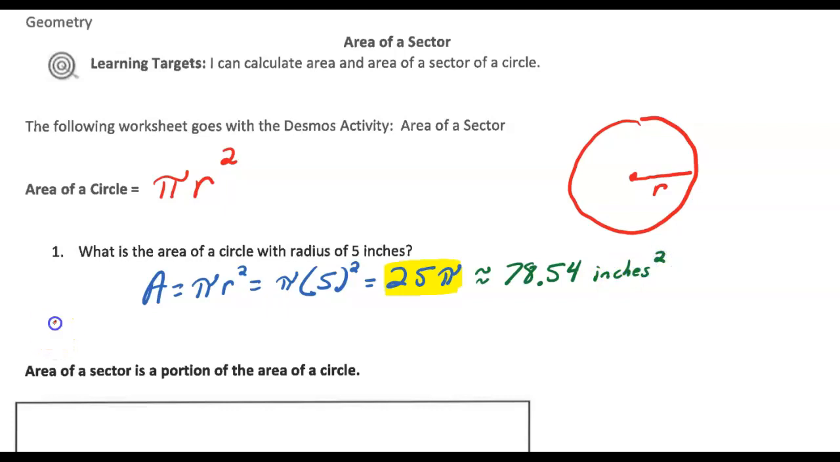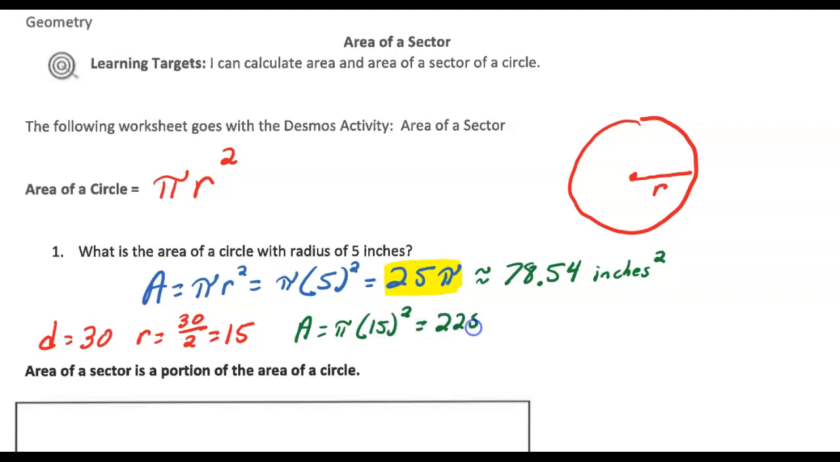If you were told, for instance, the diameter, say, is 30, then the radius would be 30 over 2, or 15. So if you wanted to find this area, you would say area is pi times 15 squared. That's going to be 225 pi units squared, and you could use your calculator if you needed the decimal.